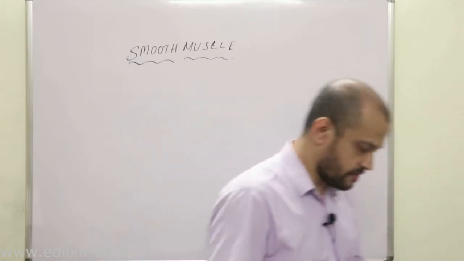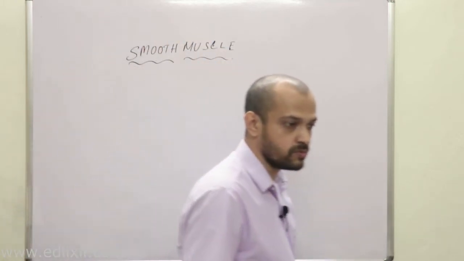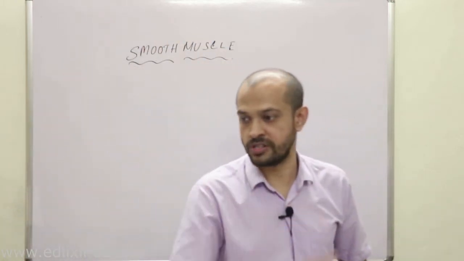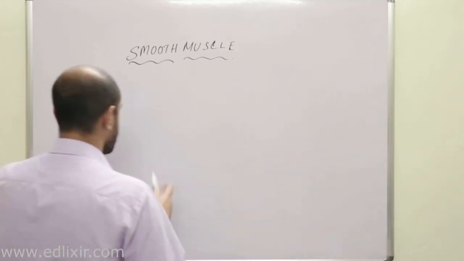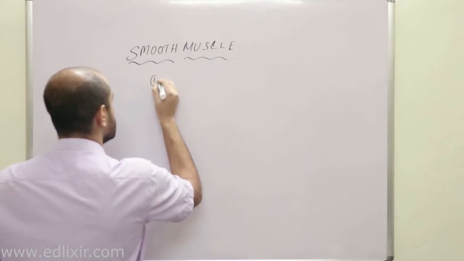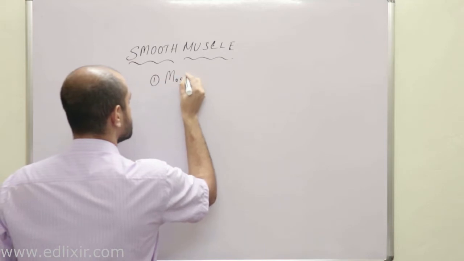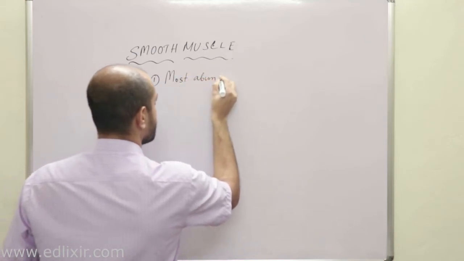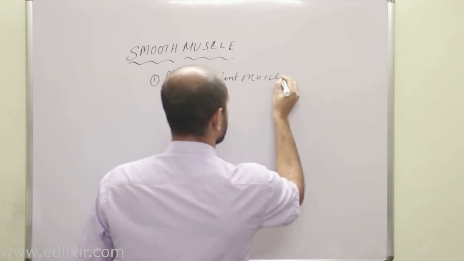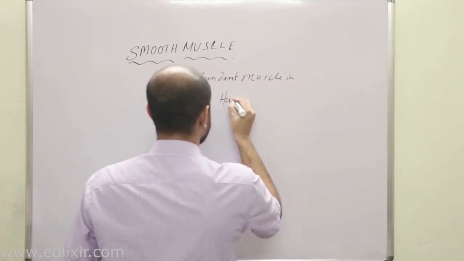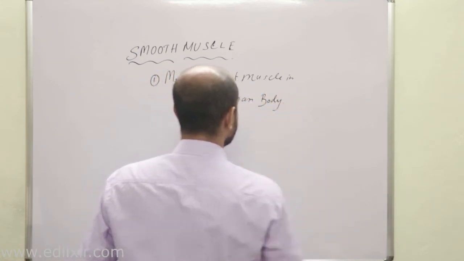Now, a very important point we need to understand is this: if you want to learn smooth muscle, you will have to remember these 2 points first. What are those 2 points? Smooth muscles are the most abundant muscle in the human body. Clear? They are the most abundant muscle in the human body.